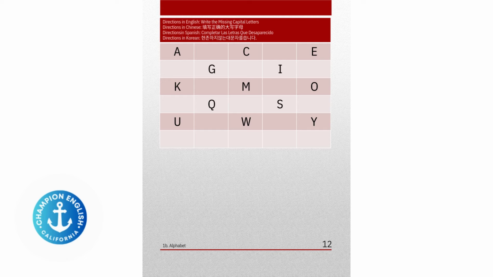If I say I, you should say J. If I say K, you should say L. If I say M, you should say N. If I say O, you should say P. If I say Q, you should say R. If I say S, you should say T. If I say U, you should say V. If I say W, you should say X. And if I say Y, you should say Z.